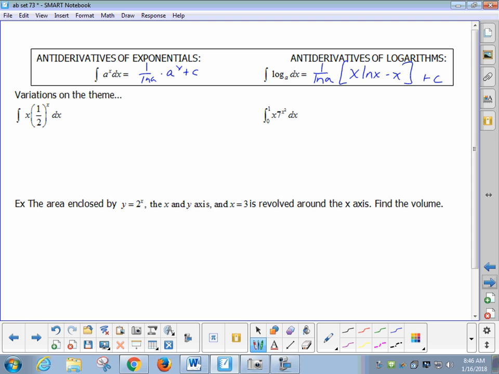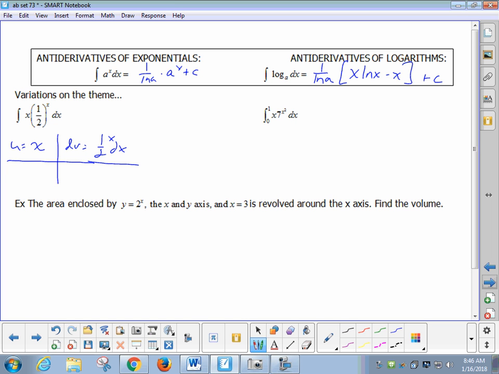U sub, ultraviolet voodoo? What do you want to do here? One is not the derivative of the other, so let's use ultraviolet voodoo. U and dv. Again, that LIPET idea. Log, there's no log. Inverse trig, there's no inverse trig. P stands for polynomial. Is there a polynomial? Yes, x is a polynomial. Let u equal x. Therefore, dv is (1/2) to the x dx.